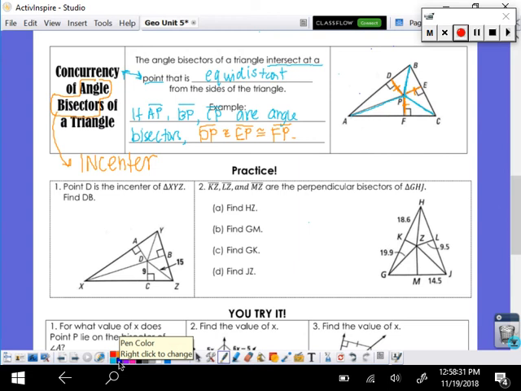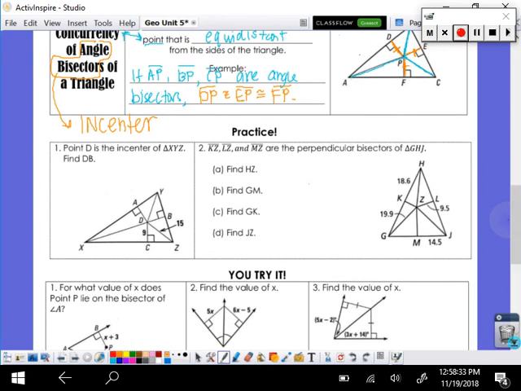Okay, so here we've got some practice. We'll do this practice together, and then I'll leave some for you to try; you should probably pause the video. So we want to answer these questions. Point D is the incenter of triangle XYZ. So we know, since we're told that D is the incenter, I know that XD, YD, and ZD are all angle bisectors, right? But we're not looking at angles here. It says to find DB. This is a segment length, okay?